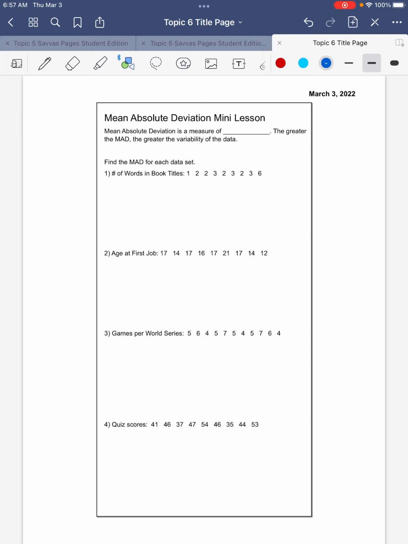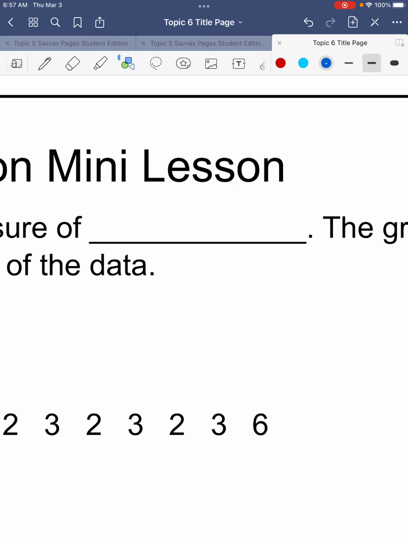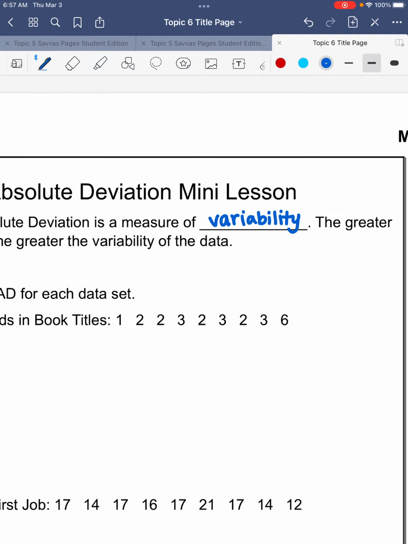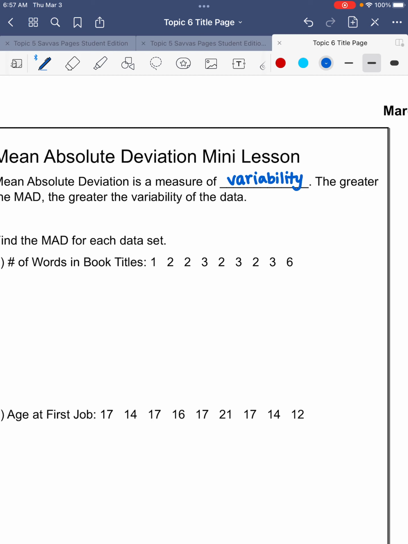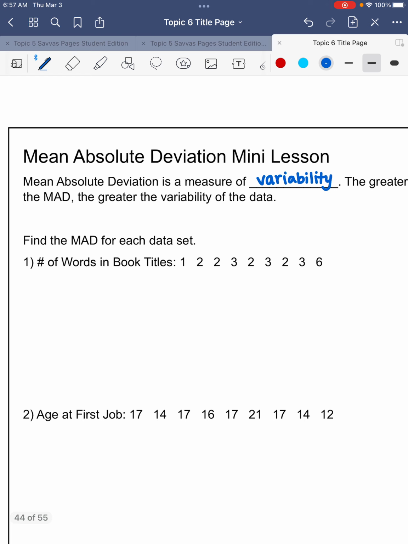Hey y'all, today we are doing a lesson about mean absolute deviation, which sometimes you see written as MAD. So this is a little mini lesson about that. Mean absolute deviation is a measure of variability, or how spread out the data is. So the greater the MAD, the mean absolute deviation, the greater the variability of the data.